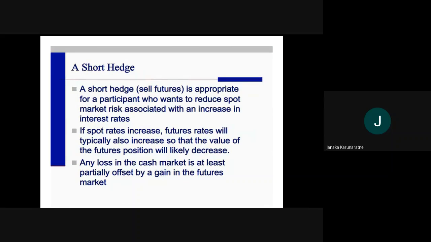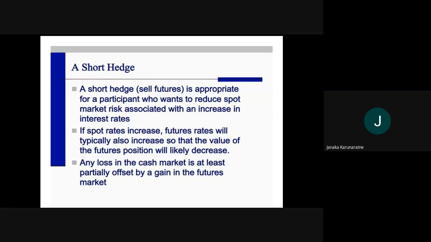So let's look at a short hedge. The short hedge or the sell futures is appropriate for a participant who wants to reduce spot market risk associated with an increase in interest rates. So, for example, you want to borrow some funds in future, maybe 6 months time or 3 months time, but you anticipate the spot interest rate will go up during that time. So you will have to incur a higher borrowing cost. So the best strategy would be to short futures, sell futures.